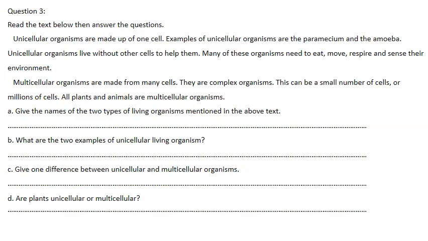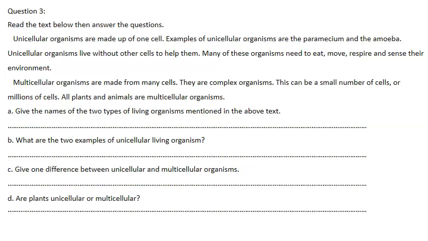Unicellular organisms are made of one cell. Examples of unicellular organisms are the paramecium and the amoeba. Unicellular organisms live without other cells to help them. Many of these organisms need to eat, move, respire, and sense their environment. Multicellular organisms are made from many cells. They are complex organisms. This can be a small number of cells or millions of cells. All plants and animals are multicellular organisms. So this text is introducing the concept of unicellular and multicellular organisms.